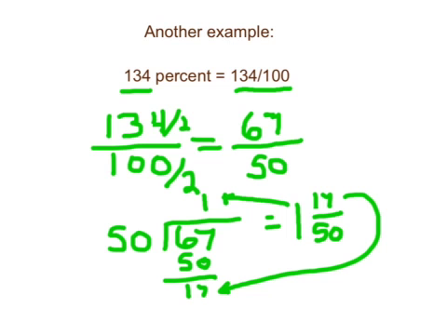Whenever you see a percent that's more than 100%, then you know that's a number bigger than 1, because when you divide something bigger than 100 by 100, you get something bigger than 1. Like we did here, we got 1 and 17/50ths as our final answer.